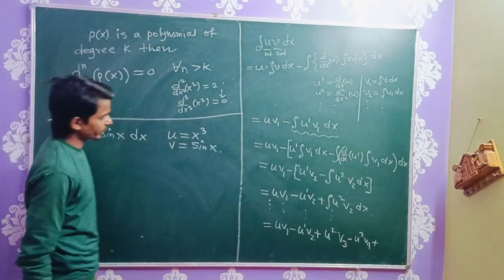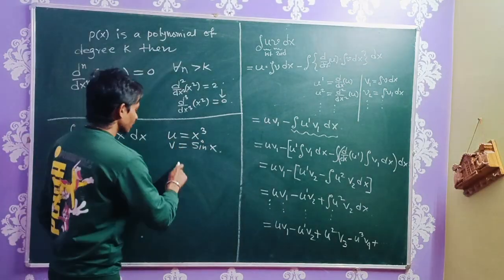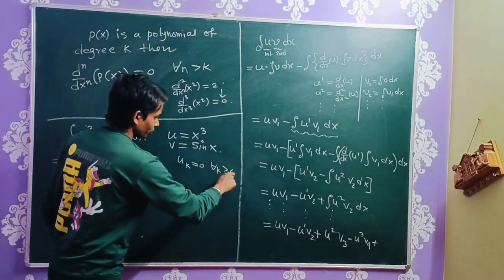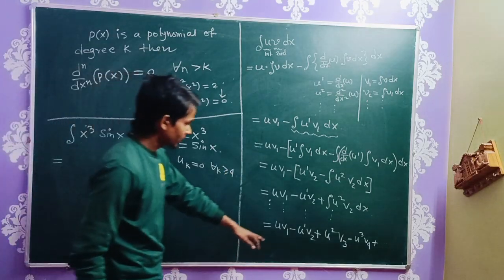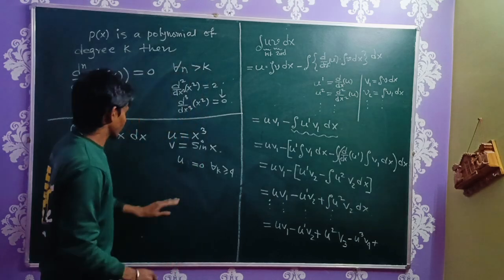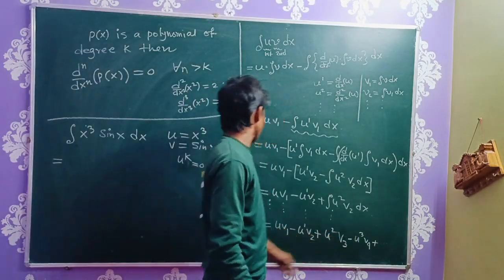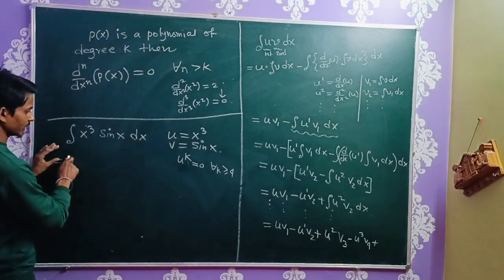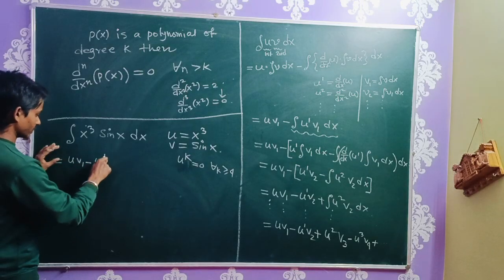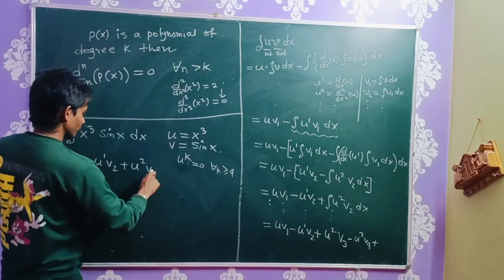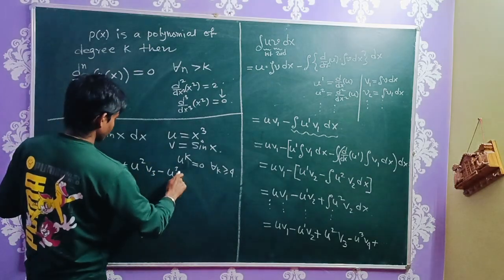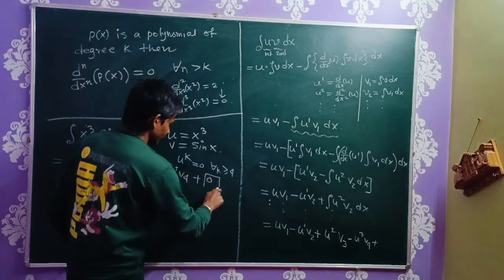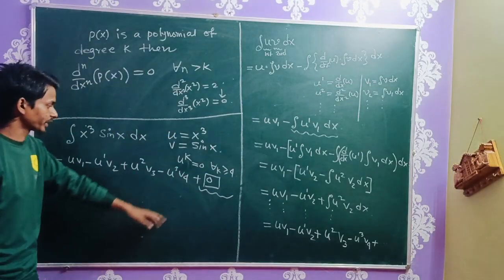One thing to note here is that u is a polynomial of degree 3. So the k-th derivative of u is 0 for k greater than or equal to 4, right? Therefore, the fourth-order derivative of the u function is 0. So in this series, if you write down how it looks: u v1 minus u1 v2 plus u2 v3 minus u3 v4, then u4 is 0. So all the remaining terms will be 0 here, and you don't need to go further.